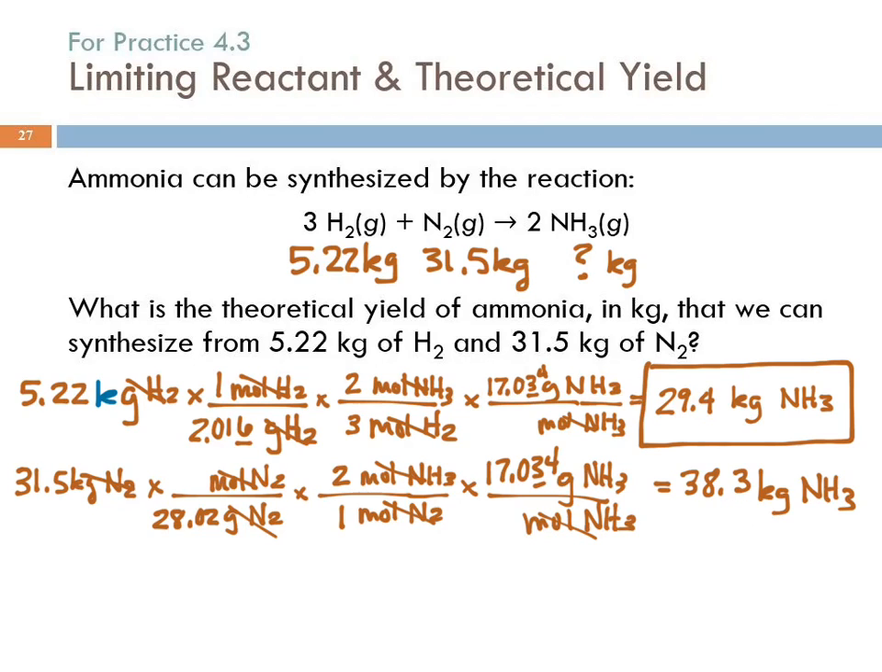If you leave off the box, I might give you partial credit, but you won't get full credit because you didn't choose an answer. So put a box around the smaller one. That's your limiting reactant. If you want to write a nice sentence at the bottom, the theoretical yield is 29.4 kilograms, that's awesome, but not absolutely necessary.